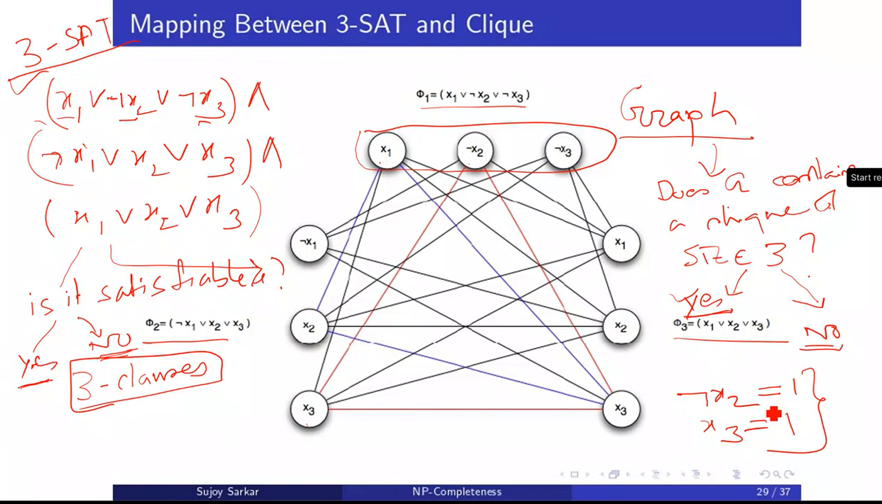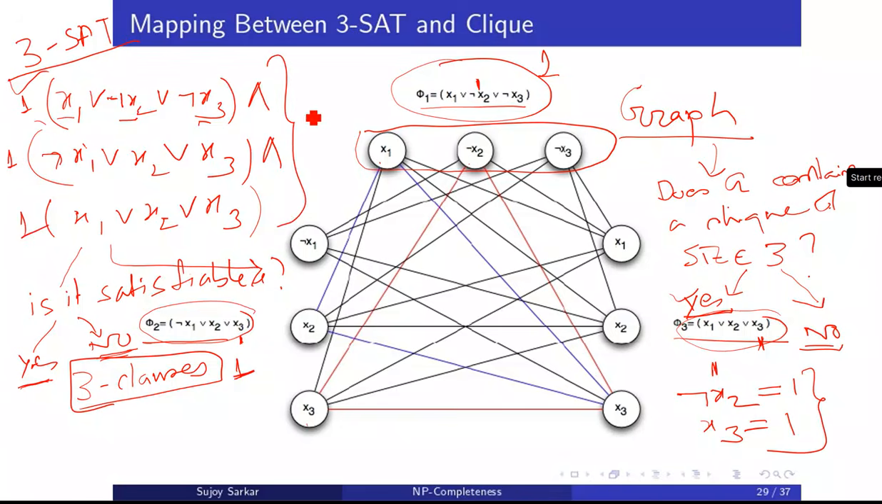You can check it. Not x2 is 1, x3 is 1. So not x2 is 1 means in the first clause this is 1, so the total clause becomes 1. In this clause, x3 is 1, so the total clause becomes 1. And in the third clause, again x3 is 1, so the total clause becomes 1. So every clause is 1, and the formula will also evaluate to 1, right?